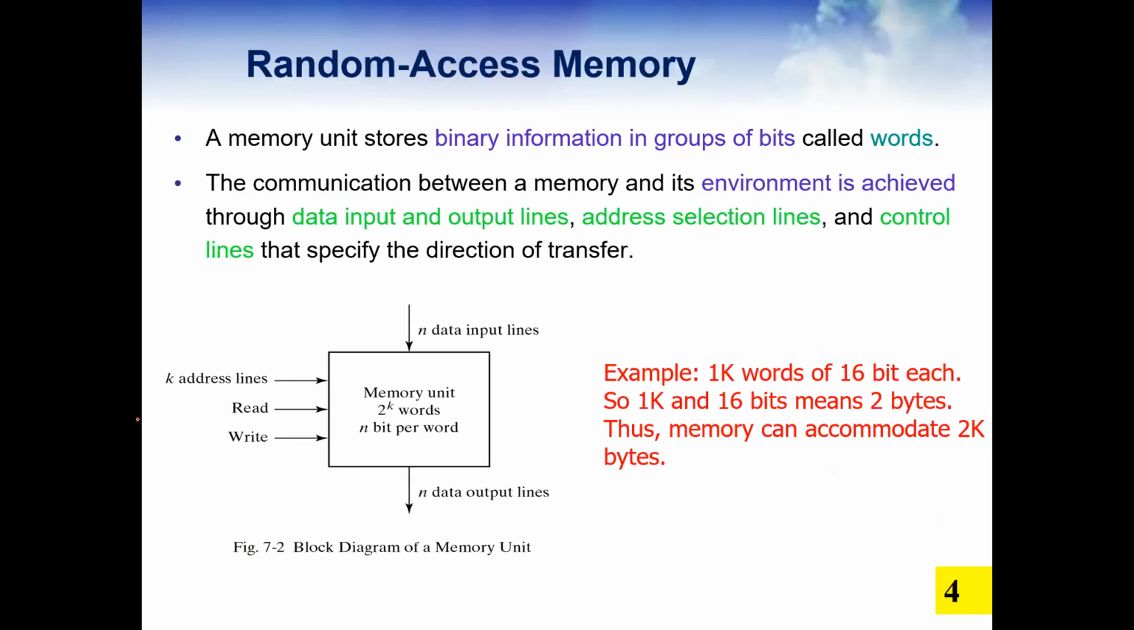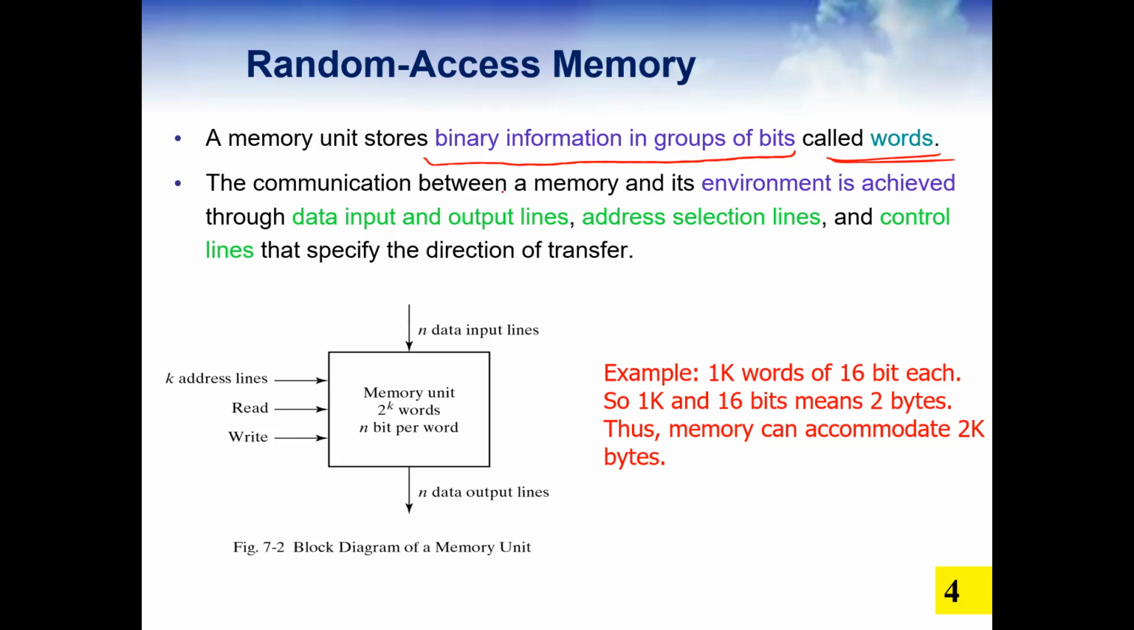So first, start with the random access memory. The memory which you can read, which you can write. A memory unit stores binary information in a group of bits. As I said, any group of bits means a register, which is also called a word. So in a memory, we can have multiple words stored there.